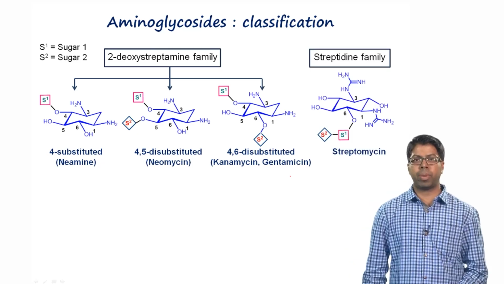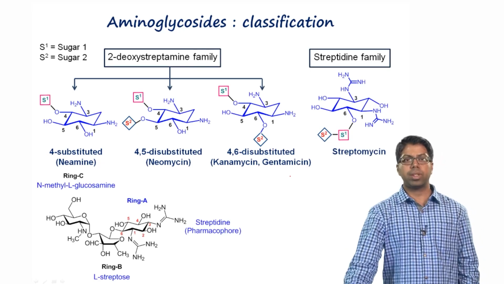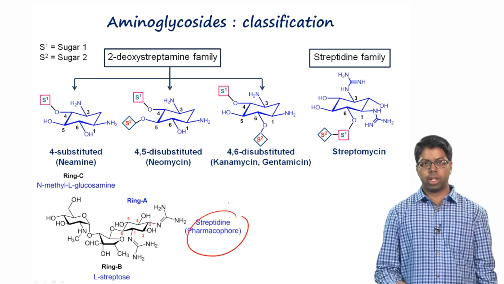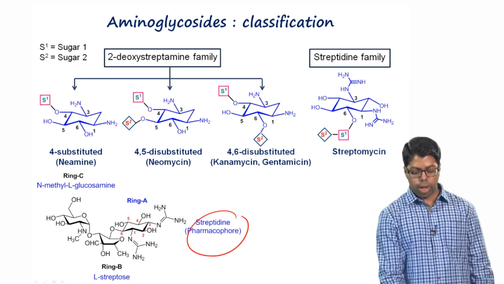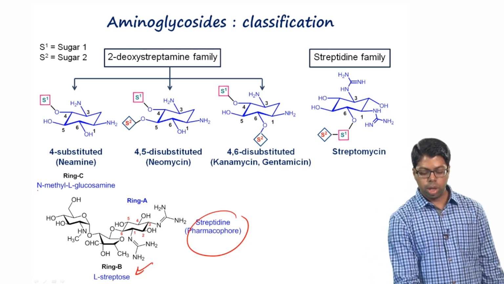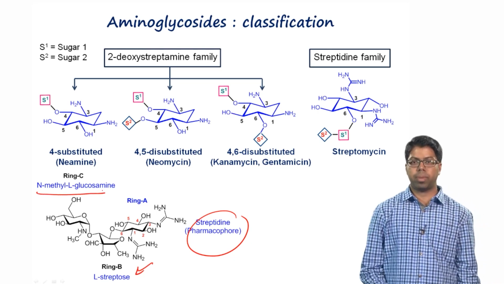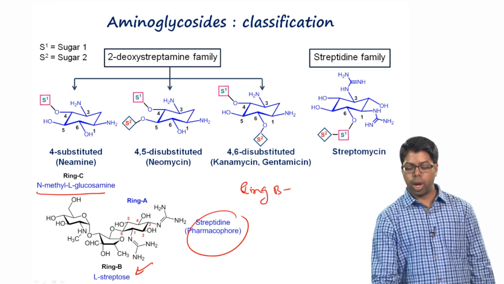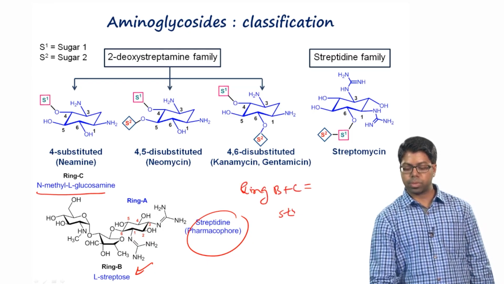One such example is streptomycin. Here is the structure of streptomycin, which contains a streptidine ring that is glycosidically linked to another ring called L-streptose, which is again glycosidically linked to another sugar called N-methyl L-glucosamine. Together, the ring B and the ring C is called streptobiosamine.